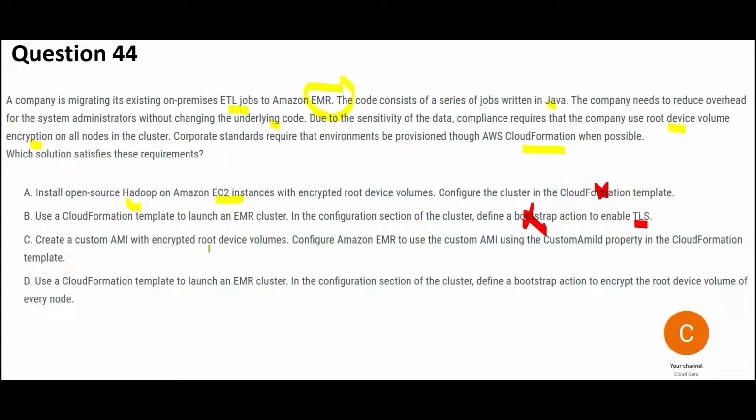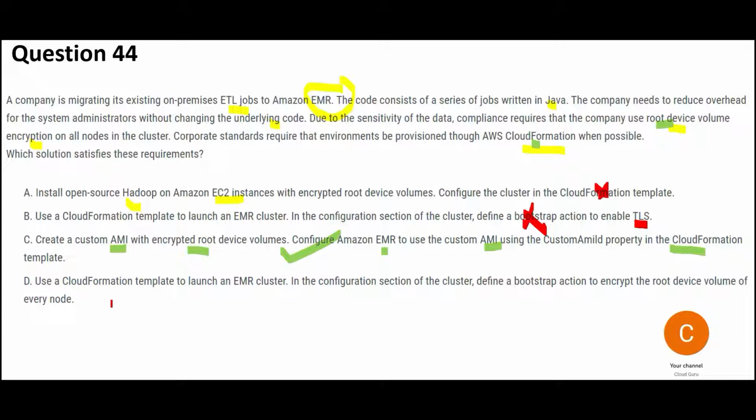Now option C looks absolutely fantastic because you will create an AMI which already has encrypted root devices. So you have an AMI which is working perfectly, with an encrypted root device. Now you configure EMR, you create it from this AMI, and you put that in the CloudFormation template. Perfect, because it is going to address all of your key requirements. It addresses the encryption of the root device volumes. It addresses the usage of CloudFormation. So this is my solution.